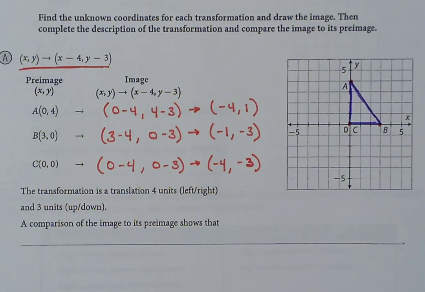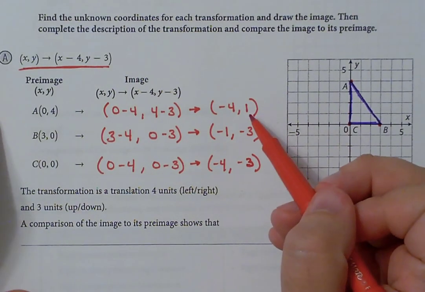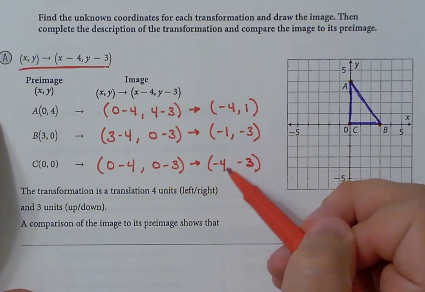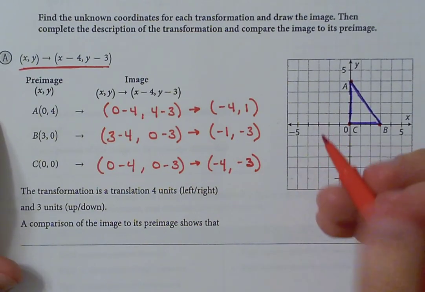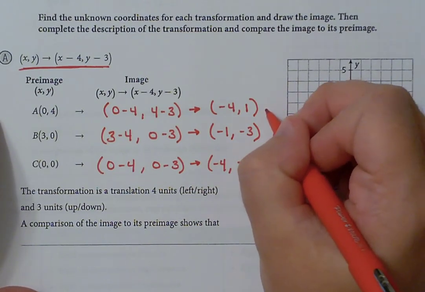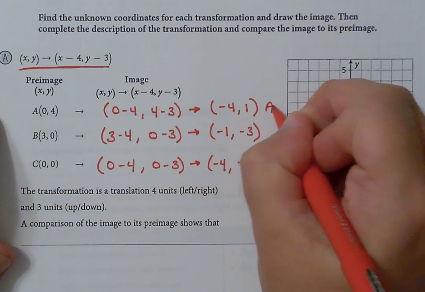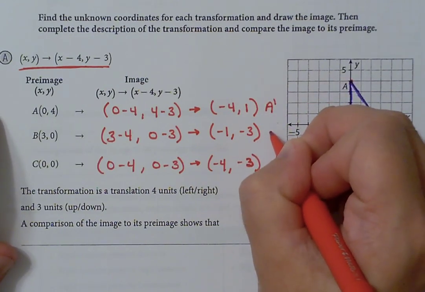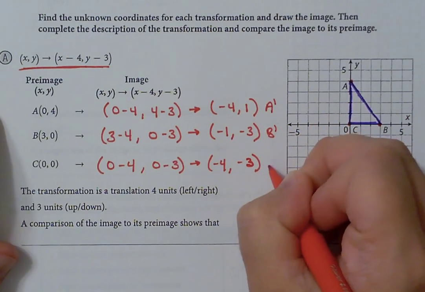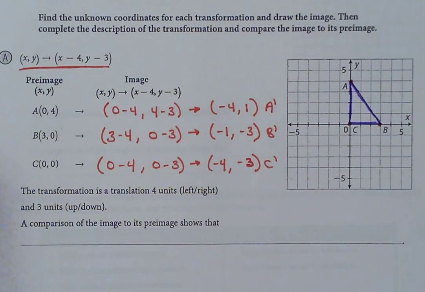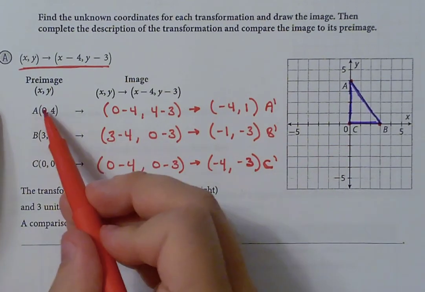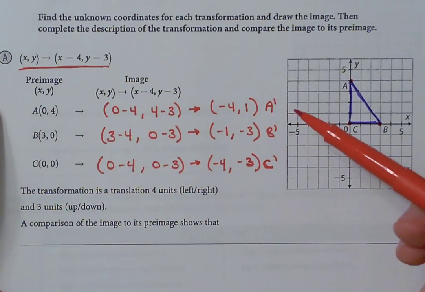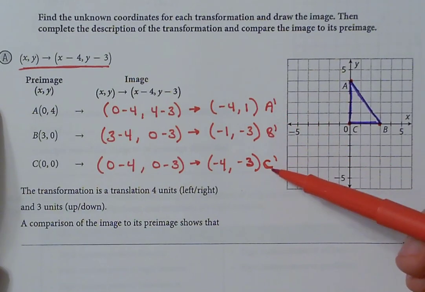Now, something that we need to do, because we're not quite done with this: just saying negative 4, 1, negative 1, negative 3, negative 4, negative 3 is great, but we have to specify each of these points. So negative 4, 1 is A prime, negative 1, negative 3 is B prime, and negative 4, negative 3 is C prime, meaning points A, B, C were transformed to their primes A prime, B prime, C prime.